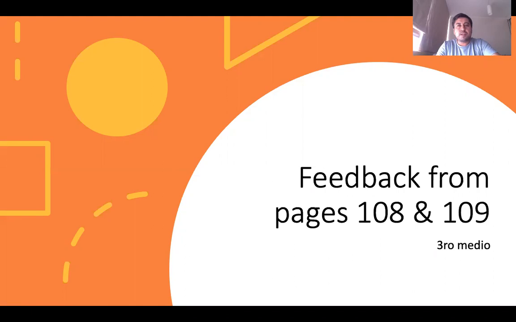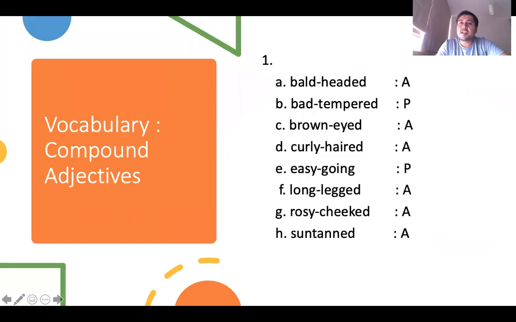The idea of today's video is to provide you feedback for activities that are on pages 108 and 109. So let's get started. The first activity is with vocabulary and compound adjectives. The idea is to decide if these compound adjectives are describing appearance or personality. So let's see.